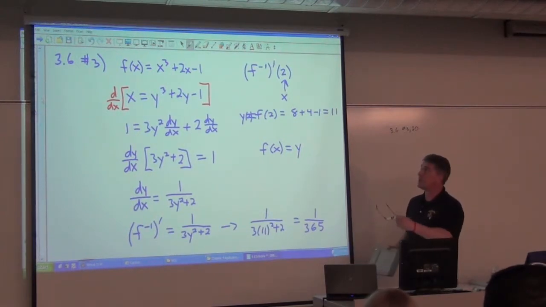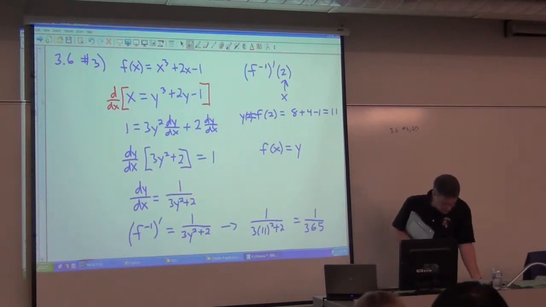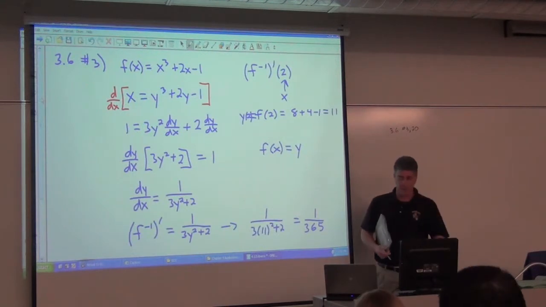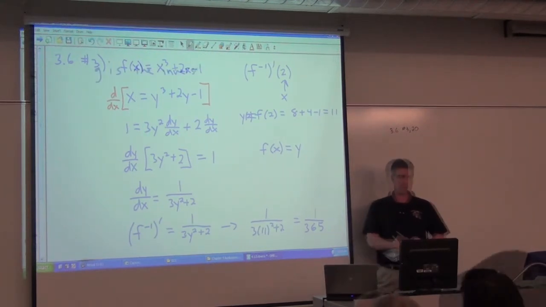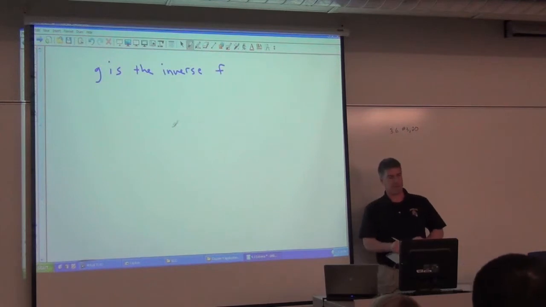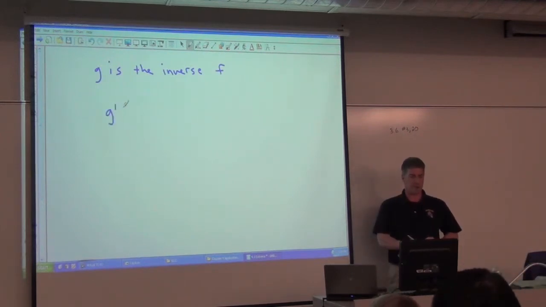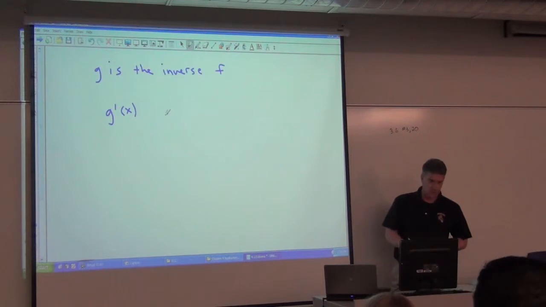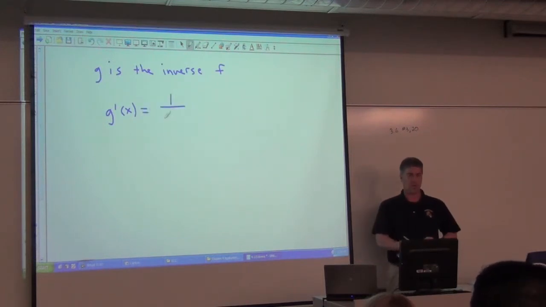Because you're not going to sit down every time and do everything the right way. You may do something wrong, and you have to figure out what's wrong, why it didn't work, go back and try something else. Now, the derivative of an inverse of a function: if g is the inverse of f, then g prime of x is 1 over f prime of g of x, right?